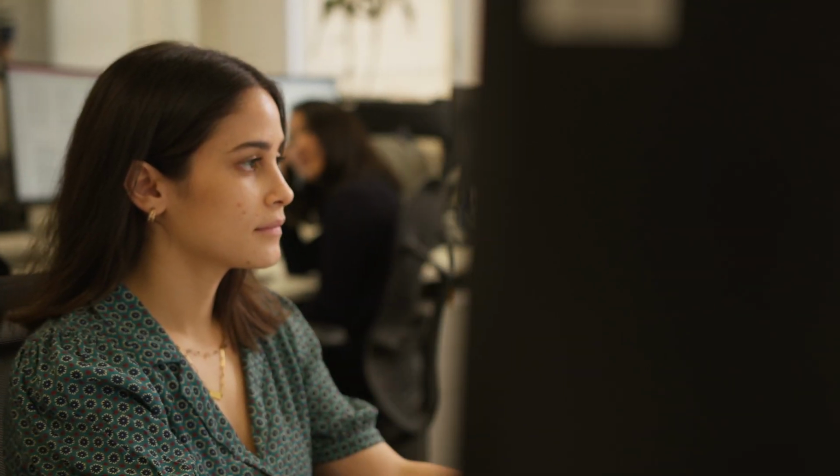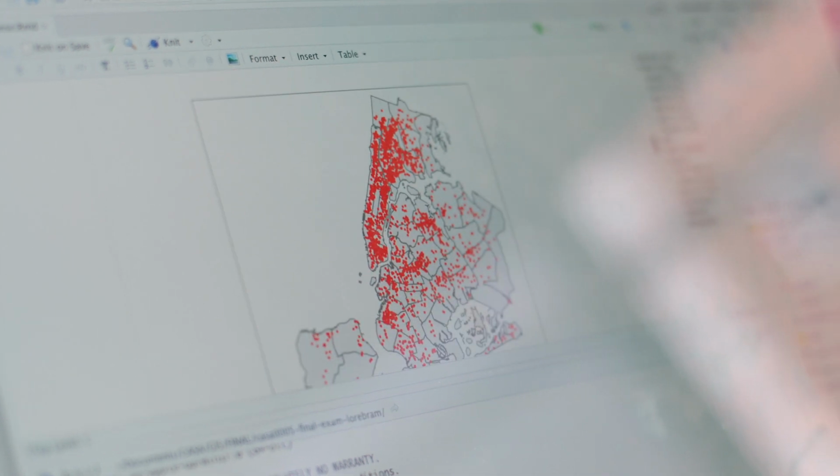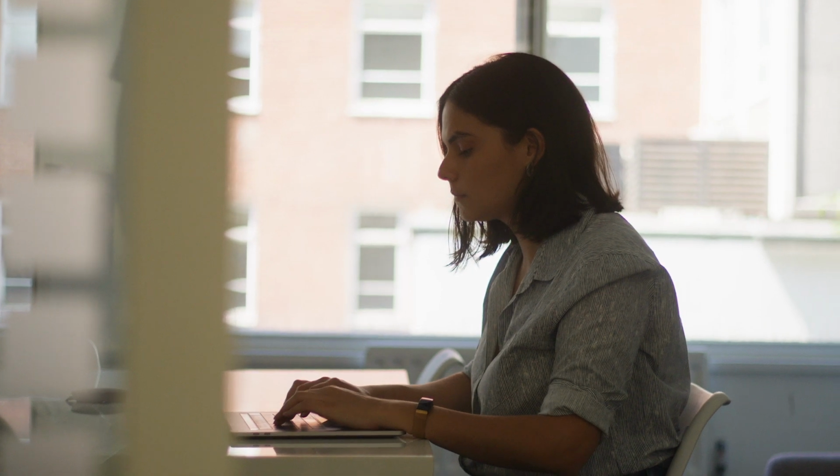Graduates from the Urban Spatial Science programme will have the skills in data science, understanding urban systems that will enable them to go off into the world and run the cities in the future.